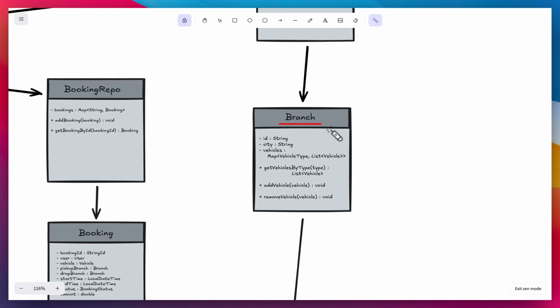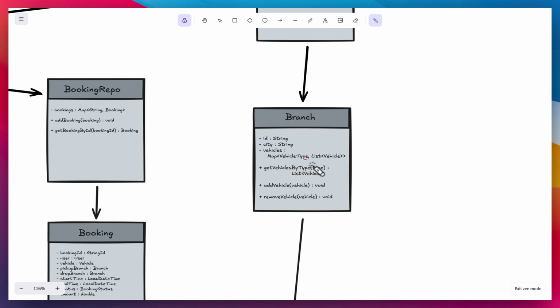And there is one more class, which is the branch class. Each and every branch would have a unique ID associated with it and the city in which that branch is present. And this branch class also has the vehicles. Now, in order to store the vehicles, I am using a hash map.